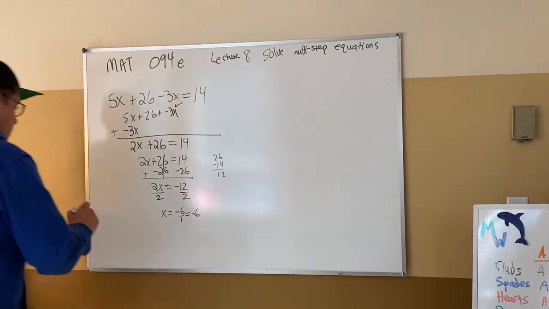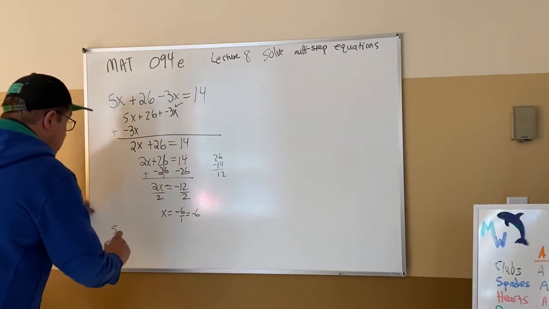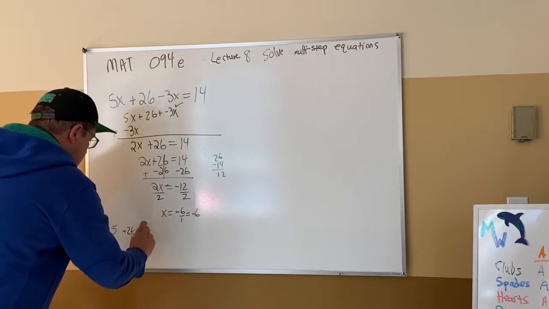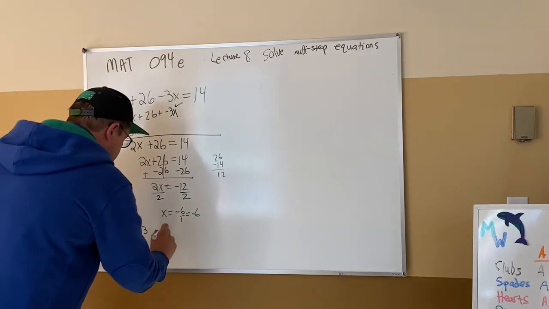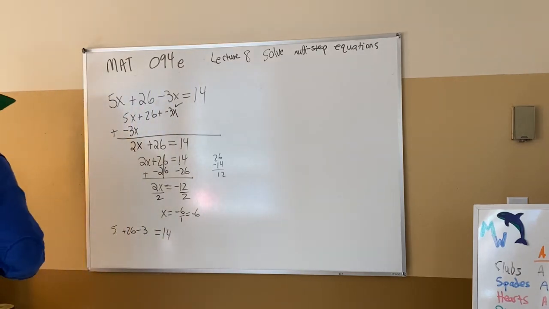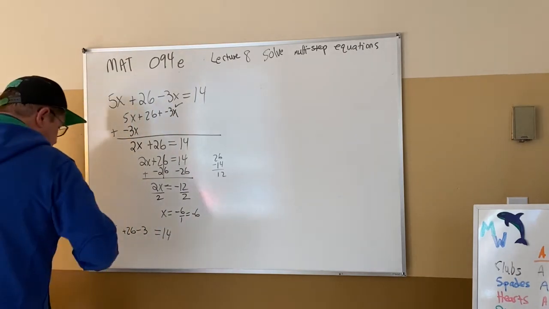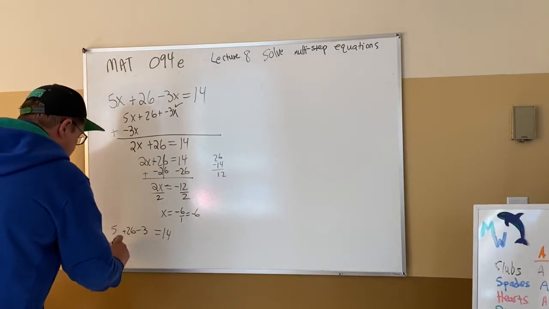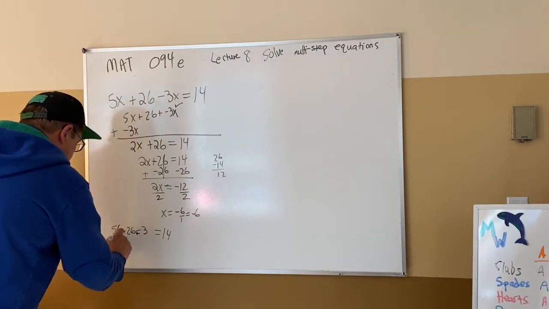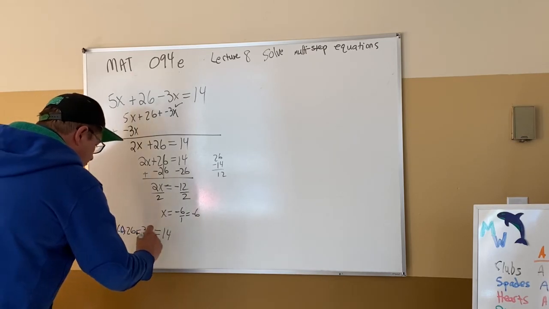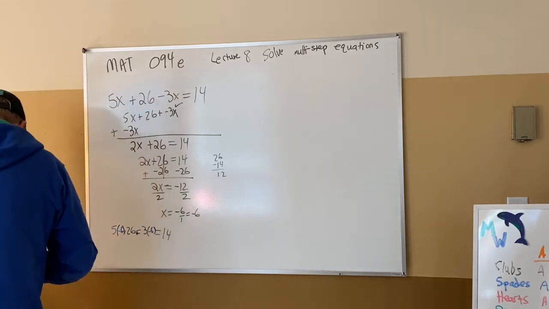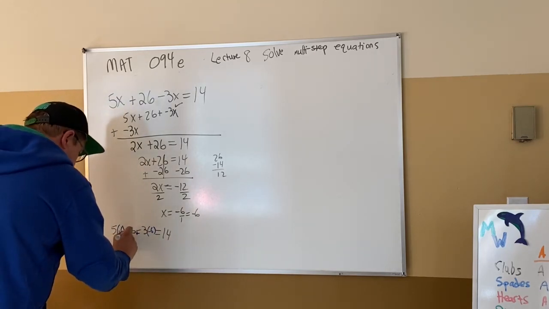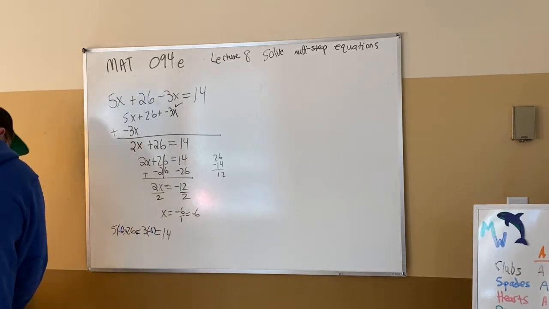We go to the original. 5 times my number plus 26 minus 3 times my number is supposed to equal 14. My number goes in there twice as negative 6 in parentheses. I don't want it to look like 5 minus 6. I don't want it to look like minus 3 minus 6. I want this to be plus, and I want negative 6 there, and I want negative 6 there. There's my plus sign right there. Ready? Okay. Let's see what we get.